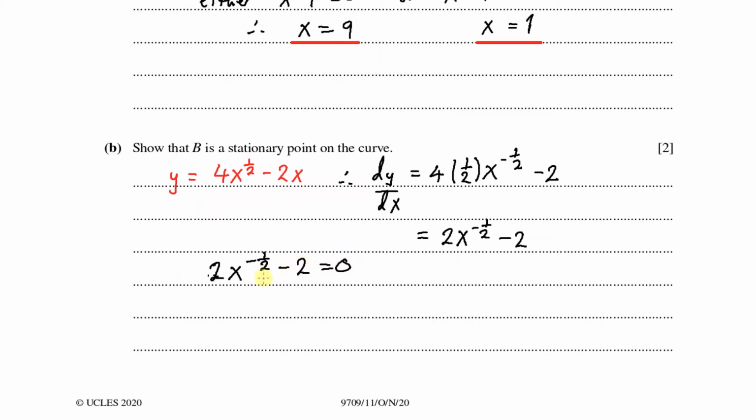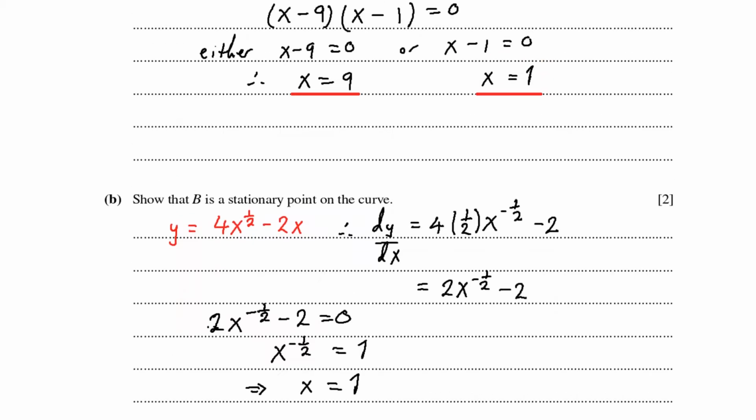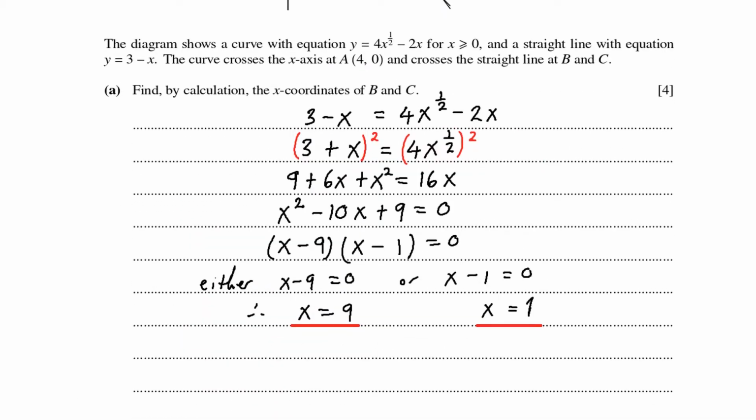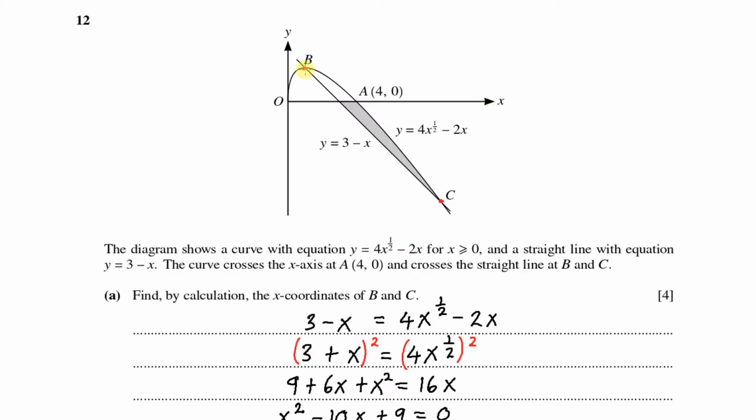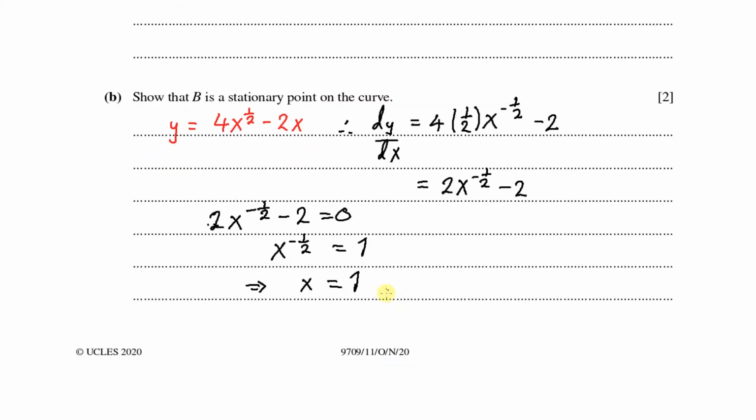So we add 2 to both sides and divide both sides by 2, which means we have x to the power of minus a half is equal to 1. And this translates to x coming out as 1. So x is equal to 1 when dy/dx is equal to 0, and this confirms that the point B is a stationary point, since in part A we'd obtained the x-coordinate of B to be 1. So hence shown.